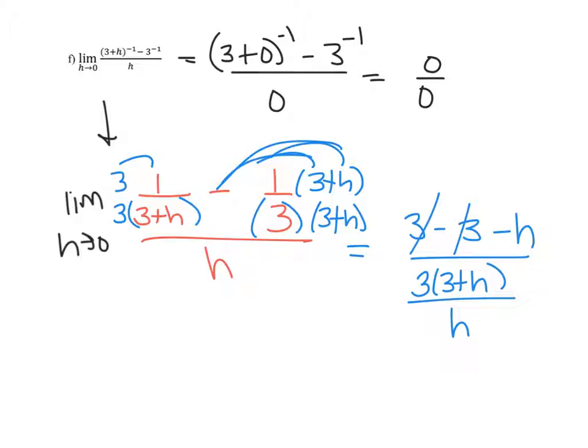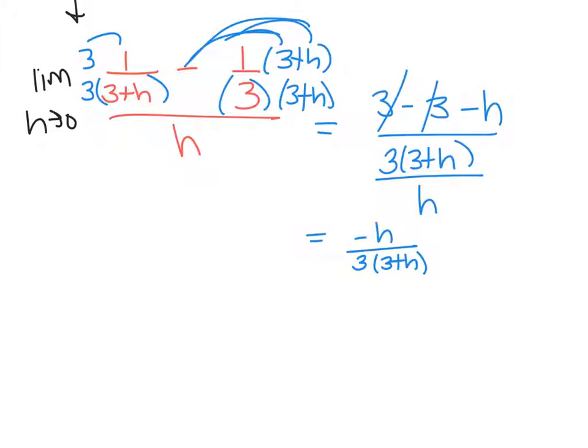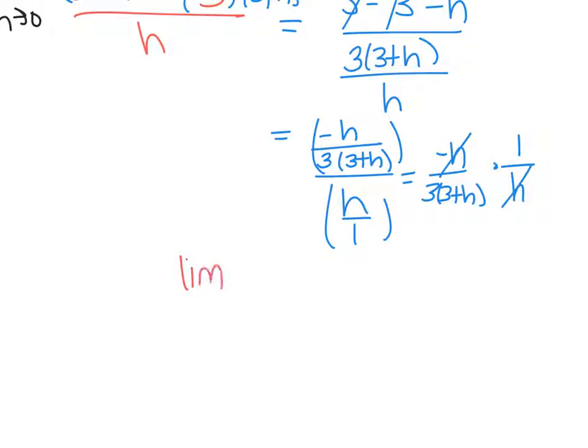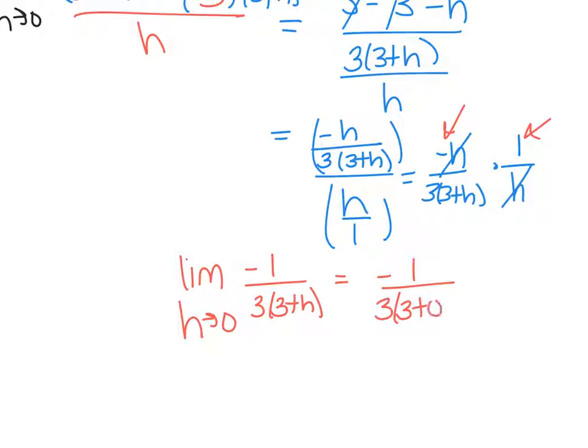These 3's will cancel, and I'll be ending up with a negative h over 3 times 3 plus h, all over h. And I could even go further and keep change flip, because this and this are both fractions. So negative h over 3 times 3 plus h times flip over 1 over h. These will cancel, and I'm left with the limit as h approaches 0 of, actually negative 1, I almost missed that because the negative sign's there, of negative 1 over 3 times 3 plus h. I'm just going to plug in a 0 because now I can do my substitution, and I end up with negative 1 over 9.